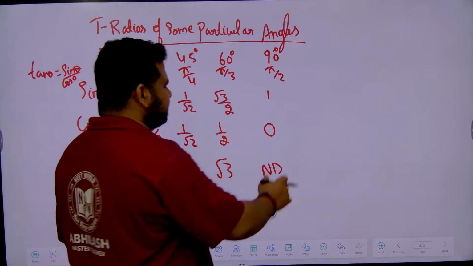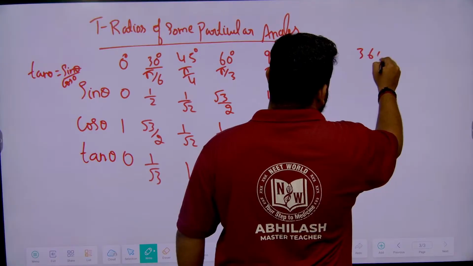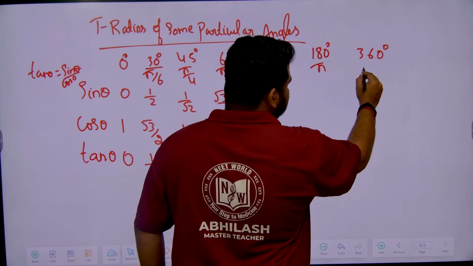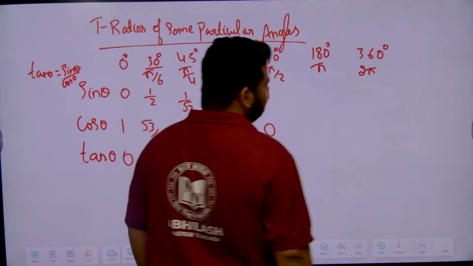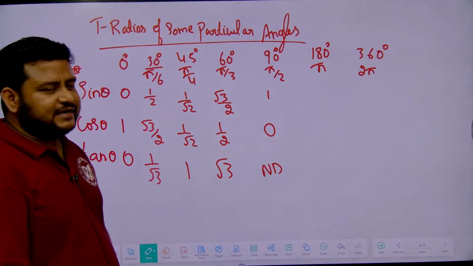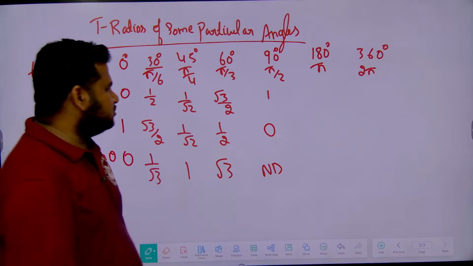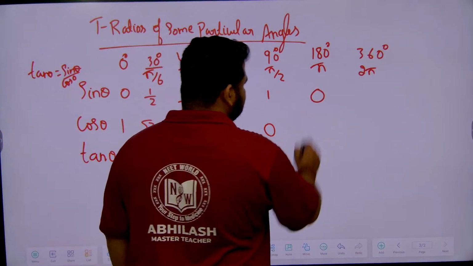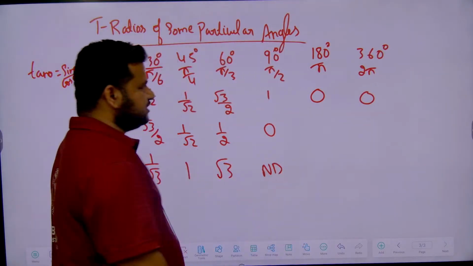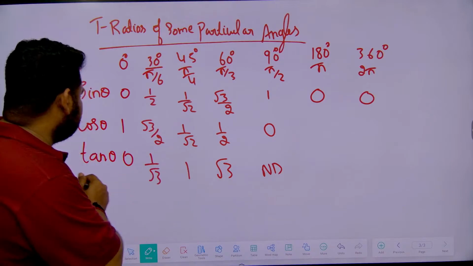But the next thing we will study is very important. It is 180 degree, 360 degree onwards. Okay, 180 degree we call it pi. 360 degree we call it 2 pi. Okay, pi, 2 pi, 3 pi, like that it goes on. So sine of 180 degree is 0. What is sine of 360 degree? That is also 0. Why? Because 180 degree means pi, 360 degree means 2 pi.